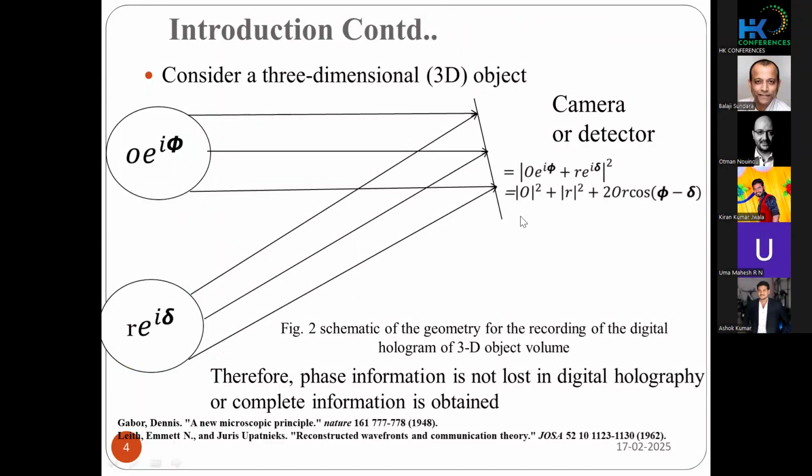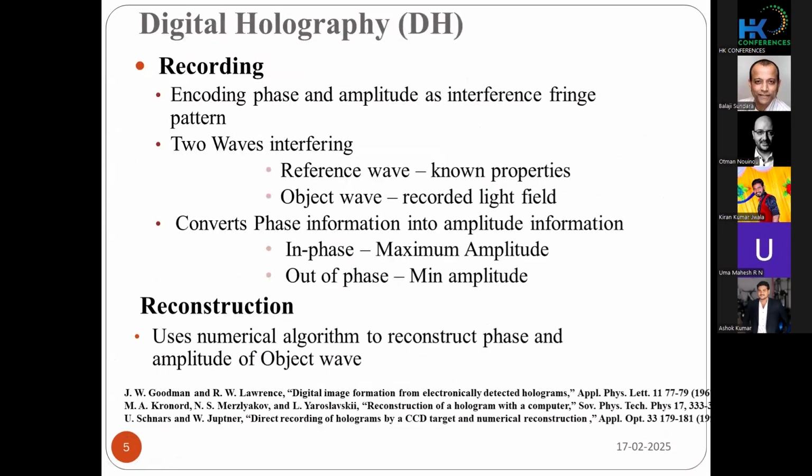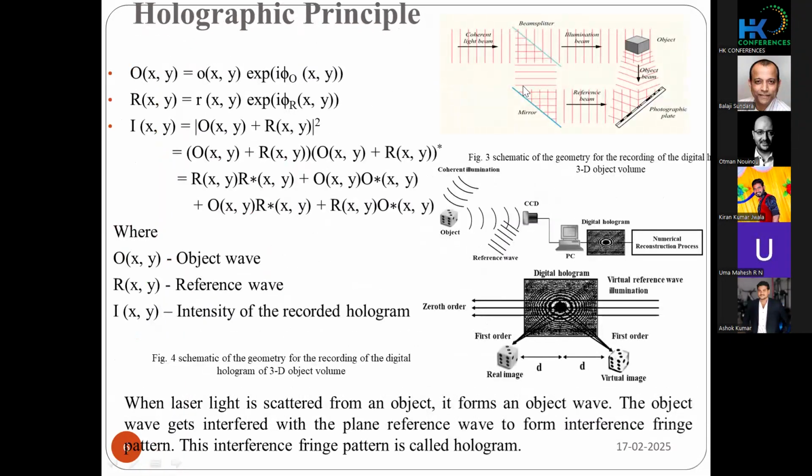This amplitude and phase information will be recorded in the form of interference fringe pattern, which will be recorded by the digital devices like CCD and CMOS sensors. That's why it is called as digital holography. So next thing is in digital holography, we will be using object wave as well as reference wave. We will combine both in order to generate the fringe pattern. That interference fringe pattern is called as hologram. So after recording the hologram, we will be using numerical reconstruction algorithm in order to obtain phase and amplitude information of the object wave. So here I have represented the holographic principle.